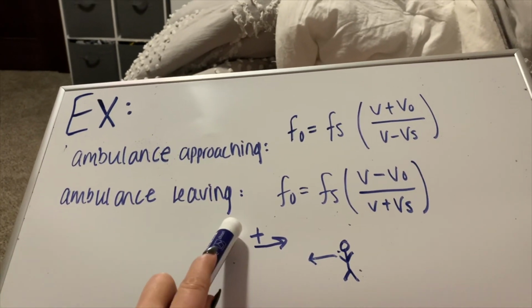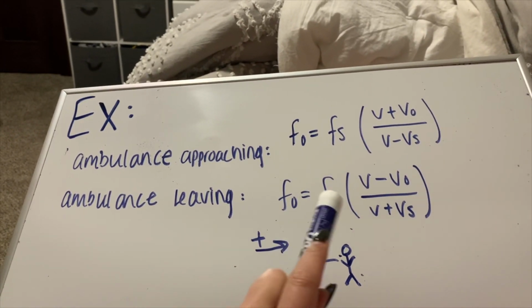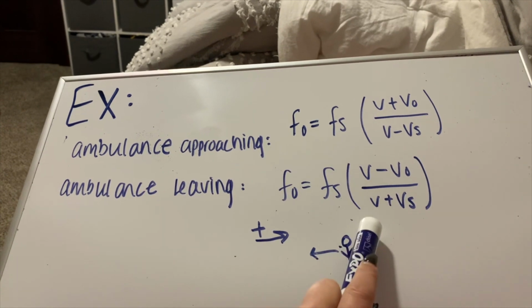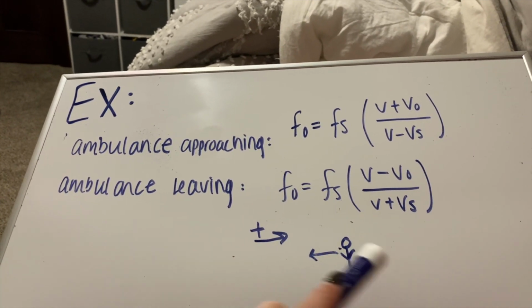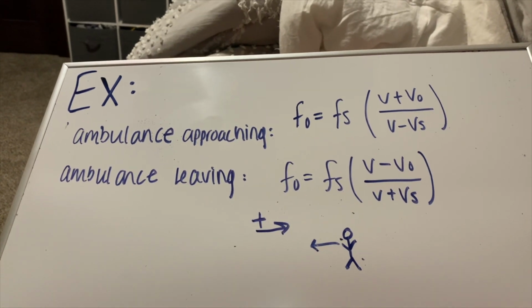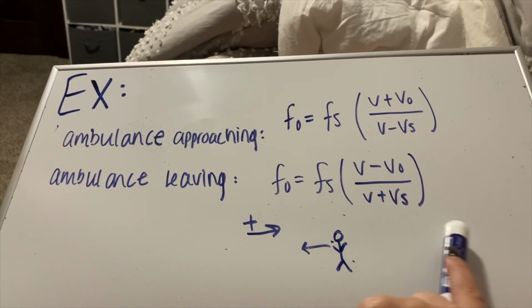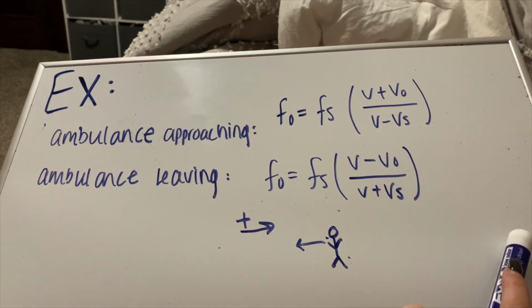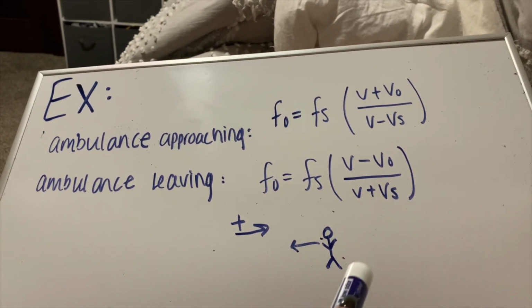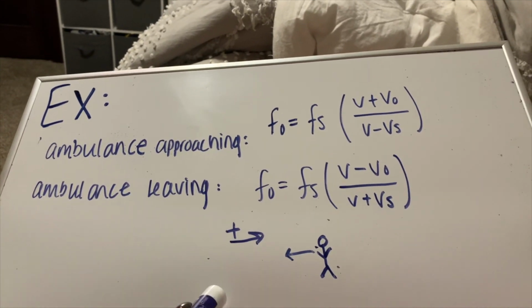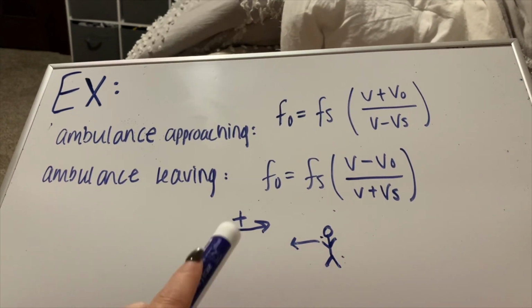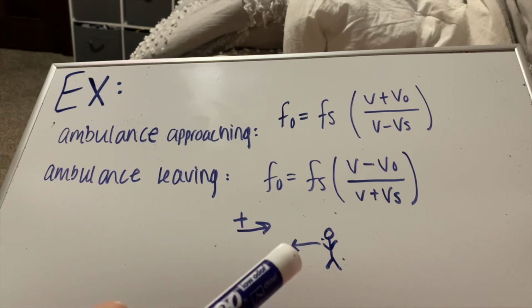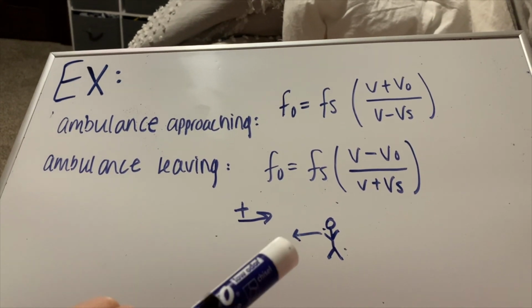And for the ambulance leaving, it will be the frequency of the observer equals the frequency of the source times V minus Vo over V plus Vs. This is because the ambulance would be moving past the person, so it'd be moving away from the observer, and the observer would be moving this way, so the observer would be moving away from the source. Next, we will plug in the numbers and solve.